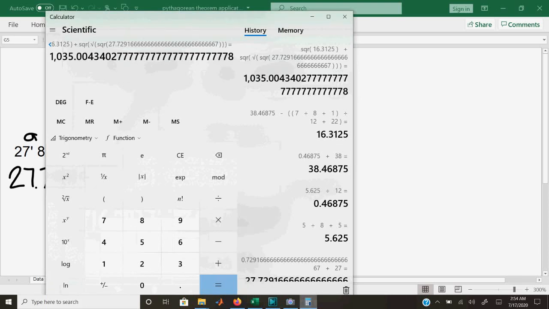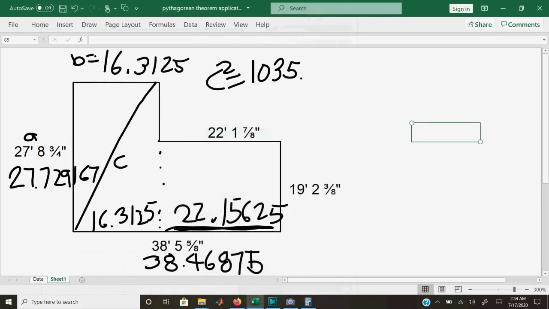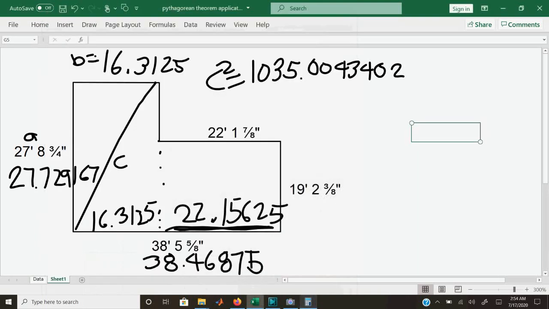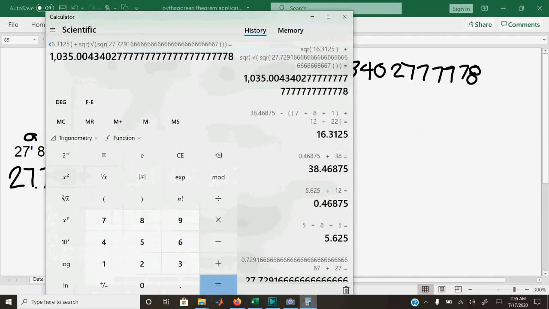And 0043402. And then I have a bunch of 7s. And again, I want 12 decimal places. If I'm going to re-enter it into the calculator, I need those 12 decimal places. If I weren't demonstrating this, I would actually just leave everything in the calculator.